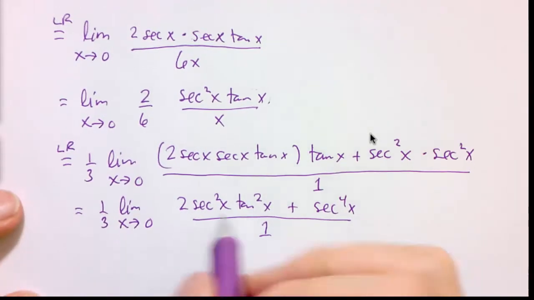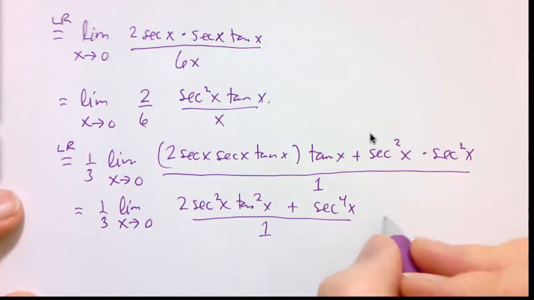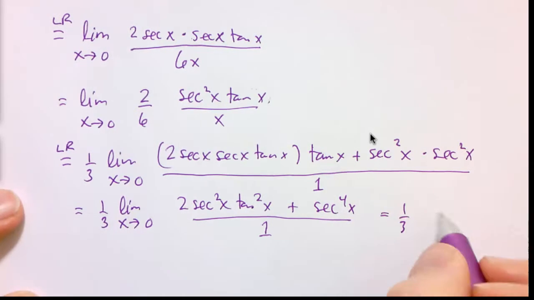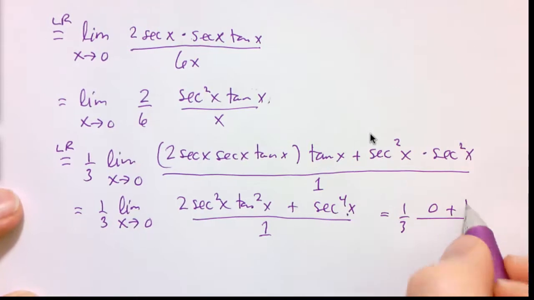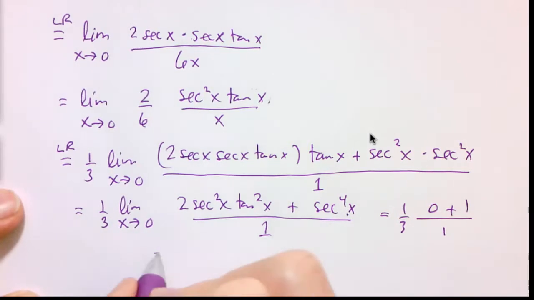Now as x goes to 0, tangent goes to 0. So we've got the 1/3 times 0 plus secant of 0 is 1. So the answer is 1/3. So sometimes it's necessary to use L'Hopital's rule repeatedly.